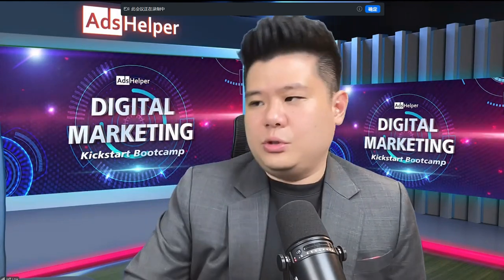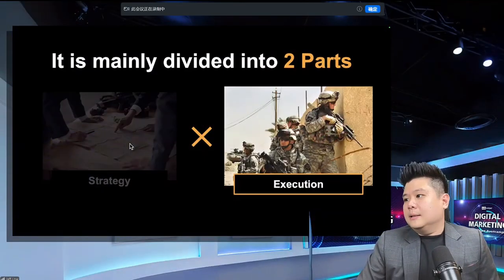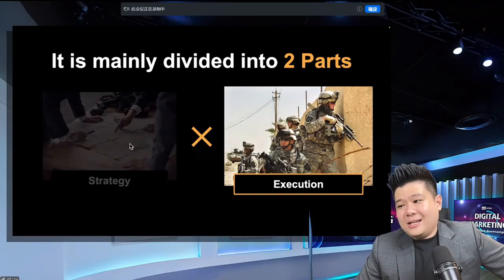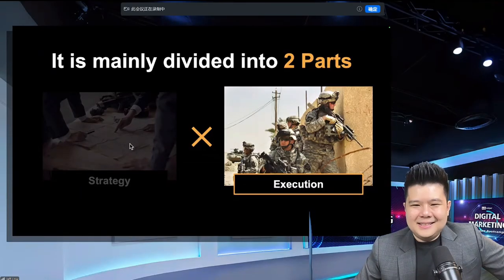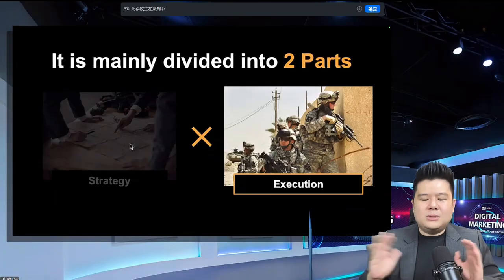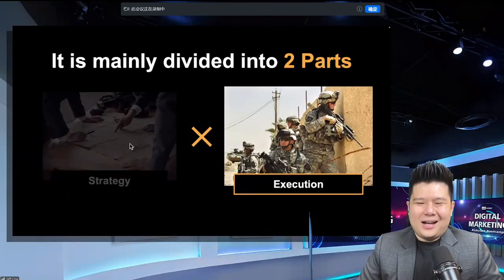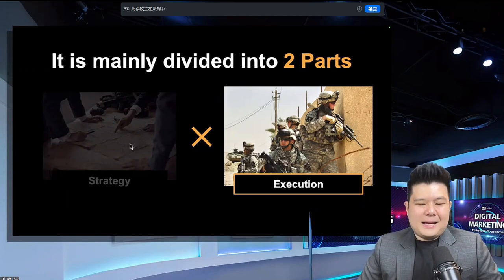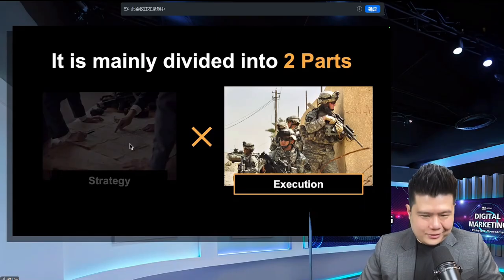I'm going to show you more, and it's all about execution. Actually, strategy and execution, guys. Which one do you think is more difficult? Is strategy number one and execution number two? Which one do you think is most difficult for you? A lot of people say execution. But actually, which is more important? Both are equally important, right?